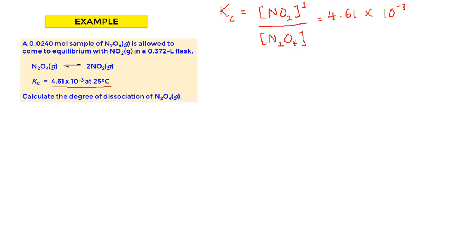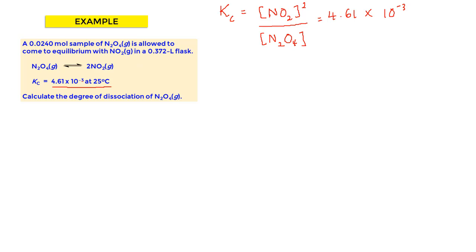Kita sedia maklum dalam pelajaran yang lepas, kita dah belajar bahawa Kc must be calculated based on the concentration of the reacting species and the product at equilibrium. Maksudnya kita nak kira Kc mesti berdasarkan concentration of the reactants and products at equilibrium. But what we have in the question: a 0.024 mole sample of N2O4 is allowed to come to equilibrium with NO2 in a 0.372 liter flask. Maksudnya apa kat sini?